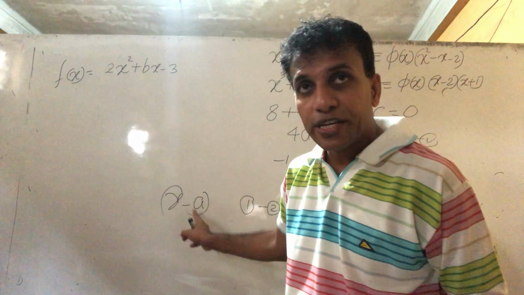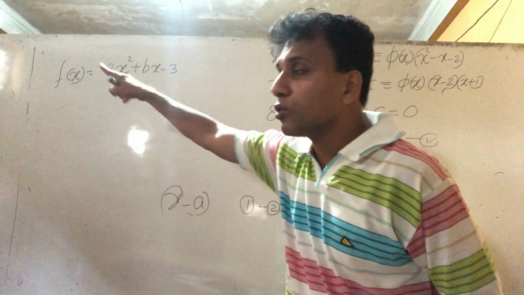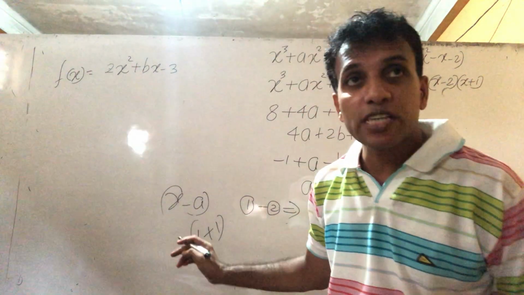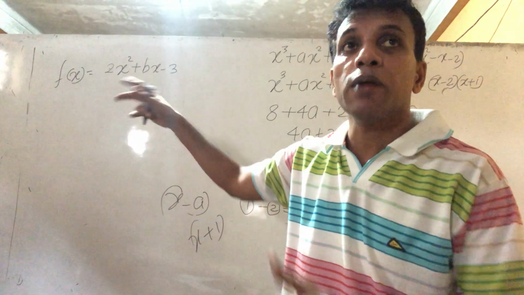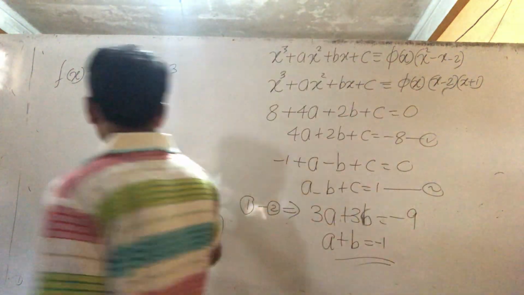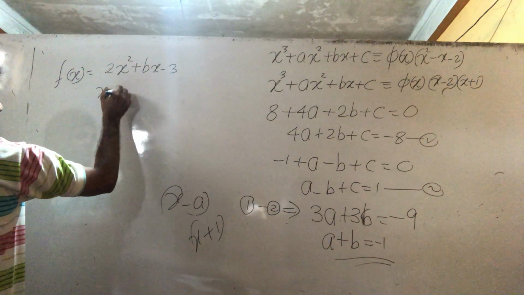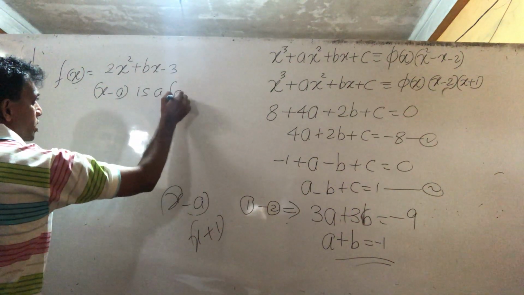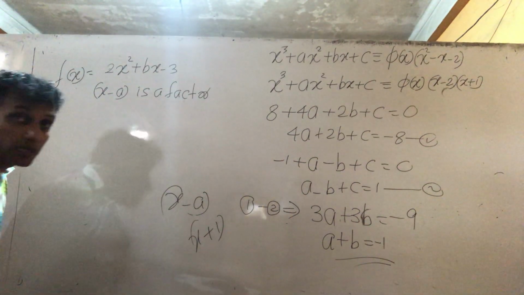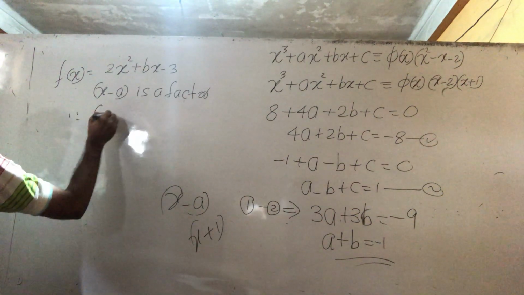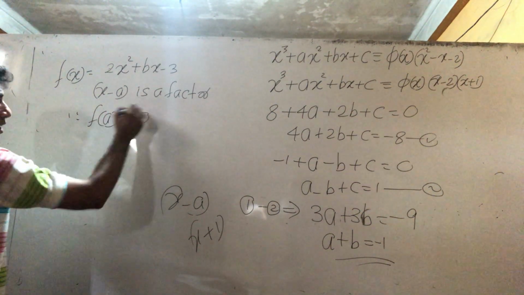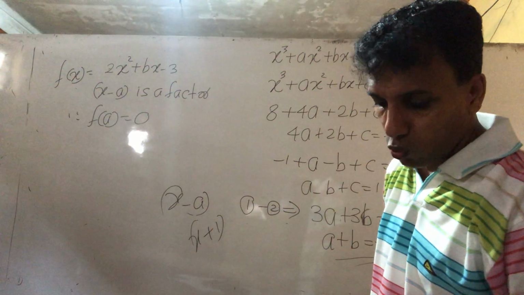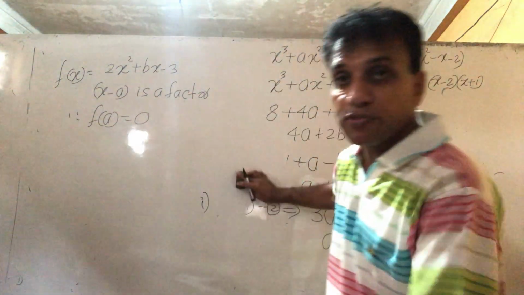For example, if x minus 2 is a factor, you put x for 2 and it becomes 0. If x plus 1 is a factor, put x for minus 1 and it becomes 0. So take the same here. Given that x minus a is a factor, therefore f of a equal to 0. So put x for a, and simplify.